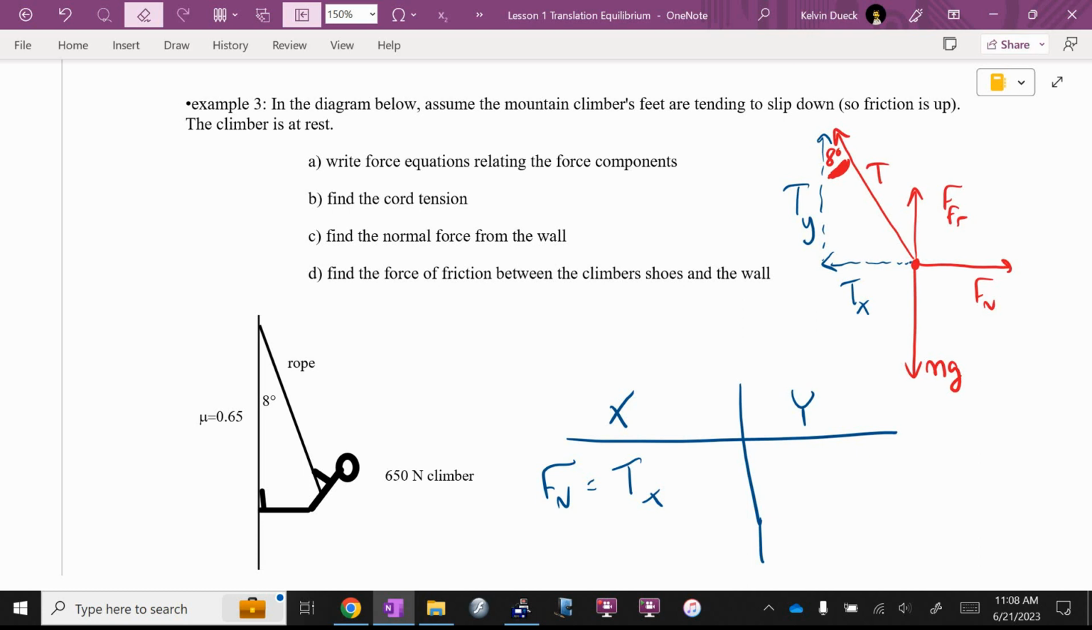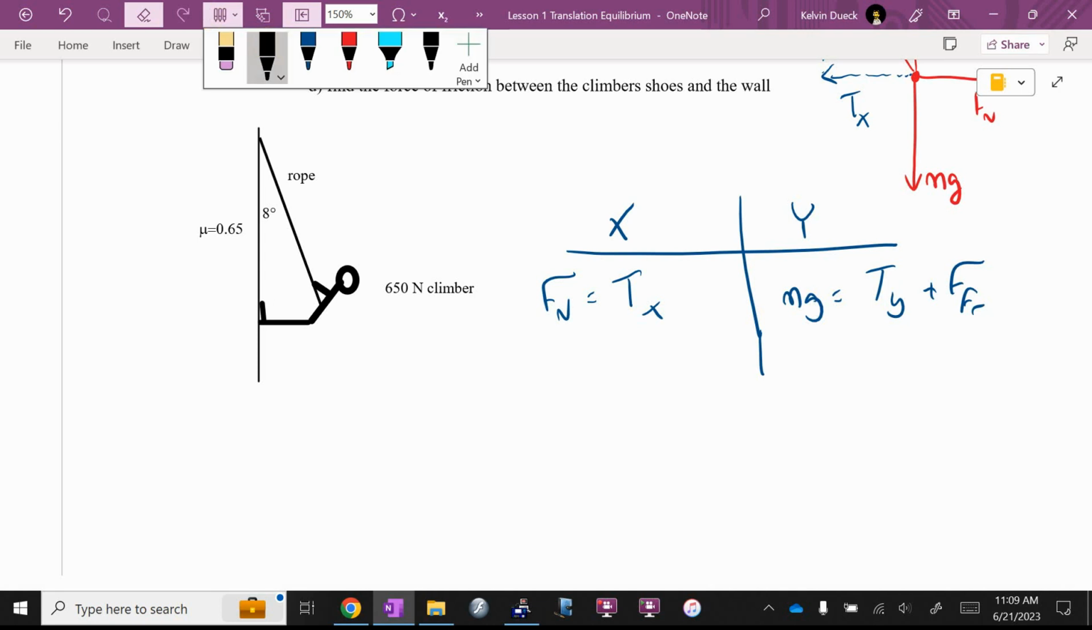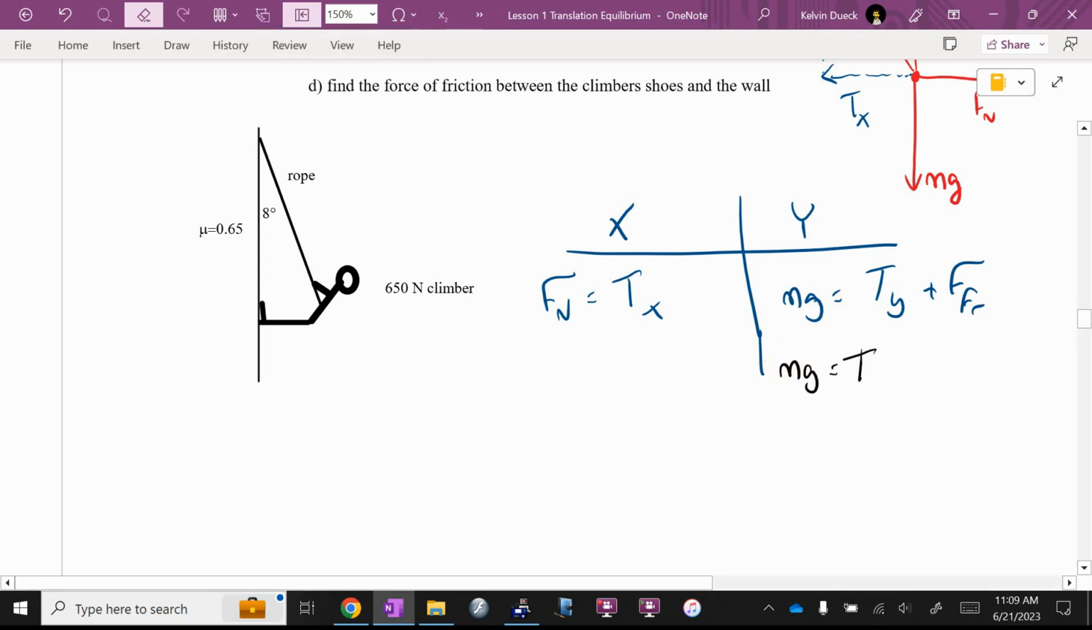Vertically, everything down has to equal everything up. Taya, back to you. What's everything down? What's everything up? Two things. Now, after you've done a few of these, you'll find there's a bit of a science and a bit of an art to these. I already know this is the equation I'm going to keep going with, and I'll convince you of why in a second, because on the next line I could write mg equals Ty plus mu times the normal force.